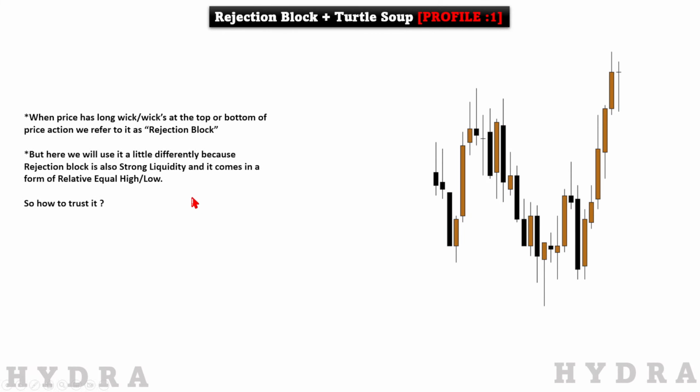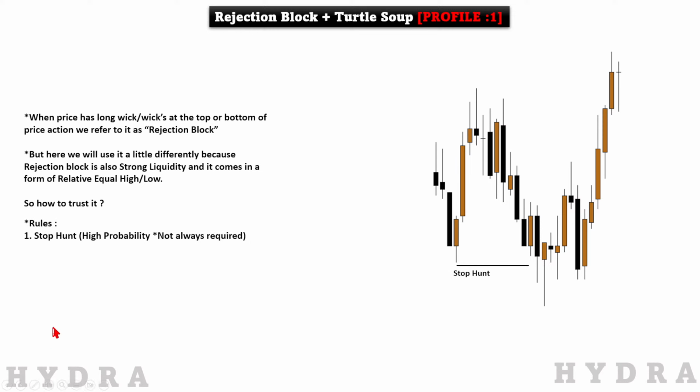So let's see. Here we will use it a little differently because rejection block is also strong liquidity and it comes in a form of relative equal high or relative equal low. Okay, I teach you guys that these are targets. We are taking trades targeting these levels, but we can also take trades by using these relative equal lows. So how to trust it? This is the main question, how to trust it, because price can also go below and then go higher, right? Because these are retail stops, so price can hunt for it. How do you know it? Now let's see it.